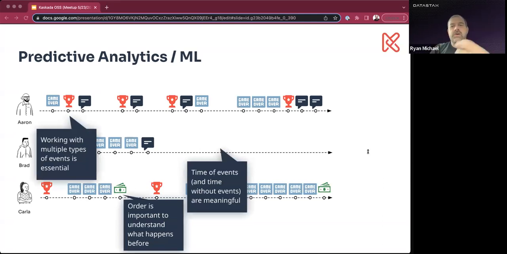And in order to understand these things, we need to be able to understand more than one type of data. We need to be able to pull all of these things together and understand how they interact with each other. And so this is the way that we want to be able to reason about the events that are happening in our systems. This way of thinking gives us a better understanding and a better way of building systems that are responsive to our users.